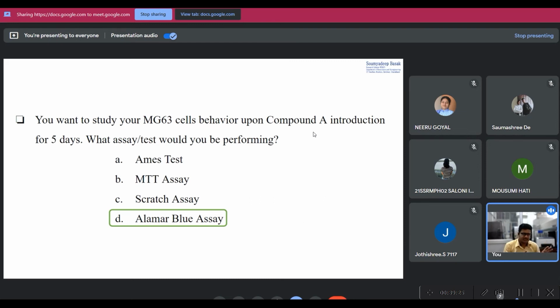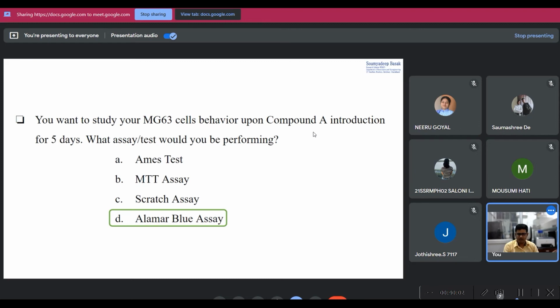And why are the Mg63 cells and compound A introduced? It is just to distract. Many times the questionnaire may introduce this kind of cell line. It is a bone-related cell, a cancer cell. So the cell names and various compound names can be there just to distract. Try to focus on the question itself, what they want to study, not what kind of cells they are studying or what kind of compound they are introducing.